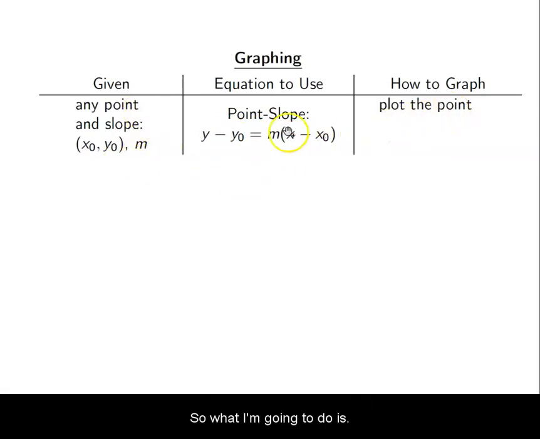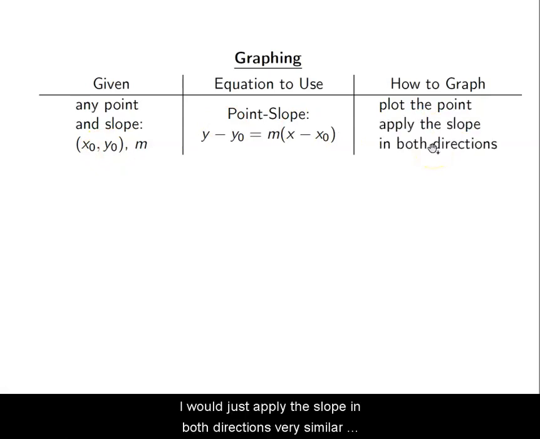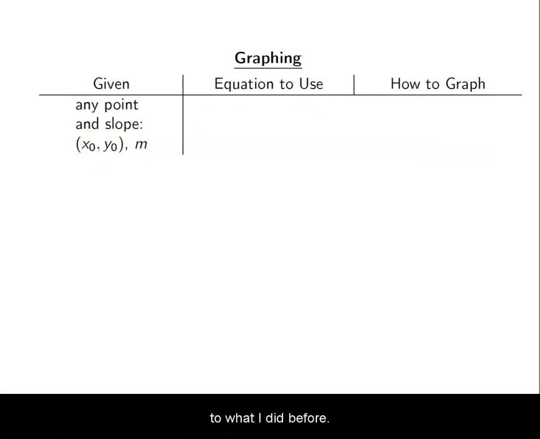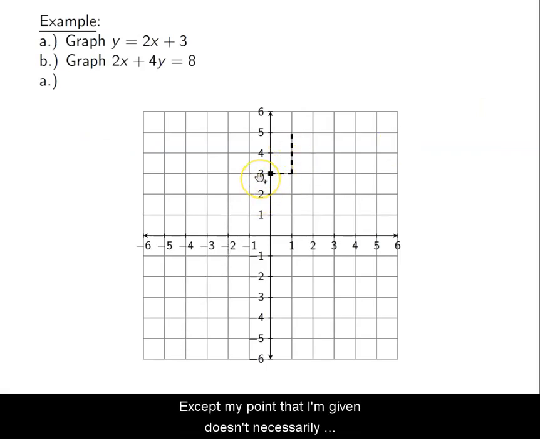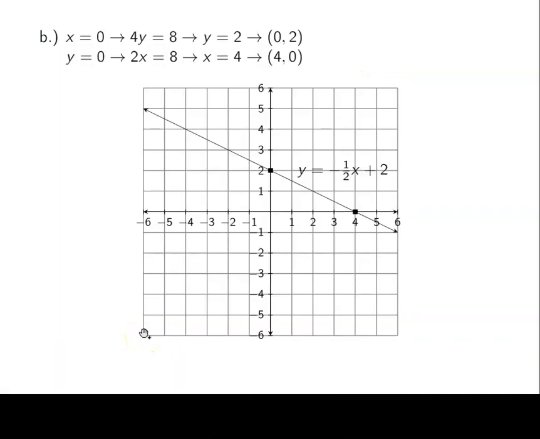This is the easiest form to use if I have any point and a slope. So when I'm graphing, I would plot my point, and then from that point, I would just apply the slope in both directions. Very similar to what I did before here, except the point that I'm given doesn't necessarily have to be the y-intercept. It could be the point that's here. So I would start with this point that's given to me, and then apply my slope in both directions, just like I did here.